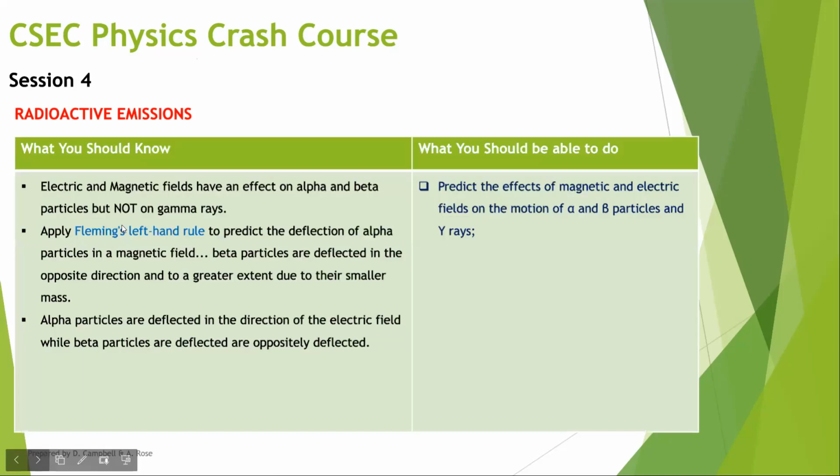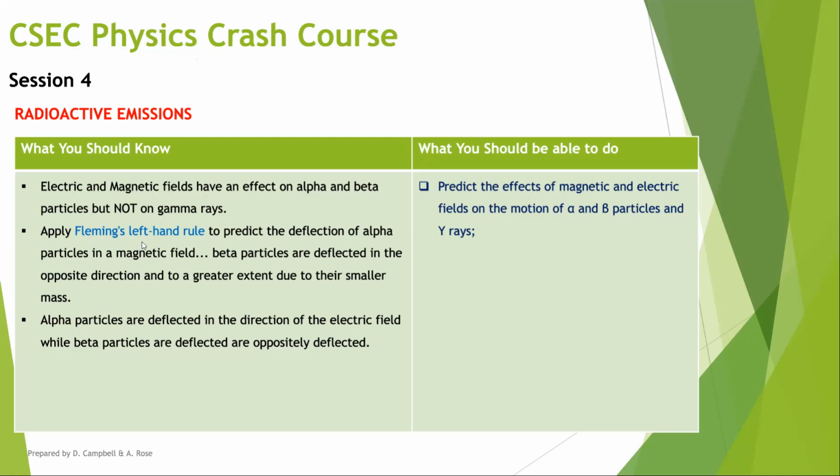All right, the behavior of the different types of radiation in magnetic and electric fields. Now, both the magnetic and electric fields will have an effect on alpha and beta particles because they have a charge. However, gamma rays have no charge, and therefore they are not affected by the electric and magnetic fields.